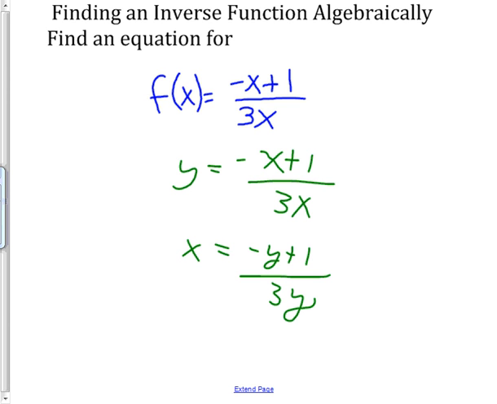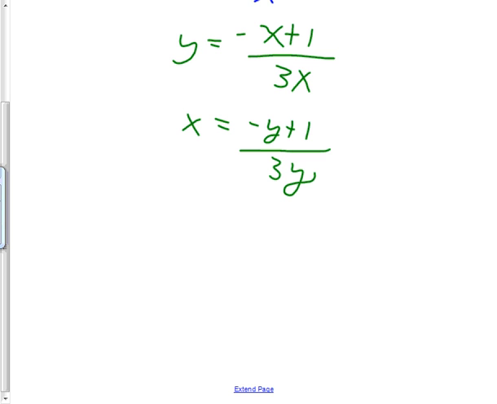Now on these, this is tricky because you've got a y on the top and a y on the bottom. You can't just cancel them. It doesn't work that way. So I'm going to take my own advice on this: try to get rid of your fractions first.